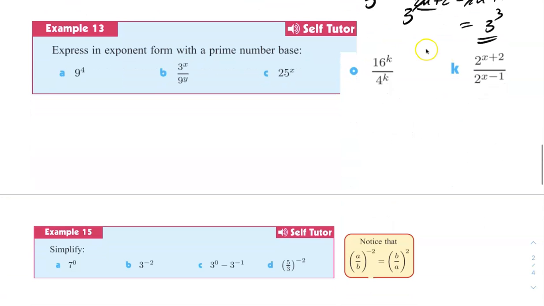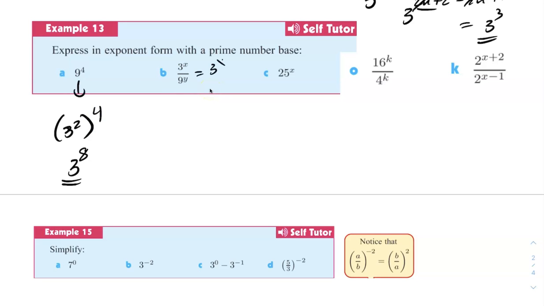Next one, express in exponent form with a prime base number. So they just want you to rewrite these, kind of like what we just did. So like 9 to the 4th, 9 is not prime, they want you to rewrite it. I could write 9 as 3 squared to the 4th, and then now it's a power to a power, so 3 to the 8th. You multiply those guys.